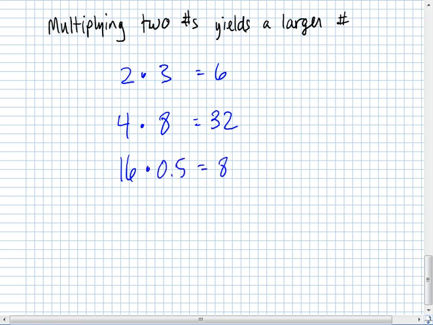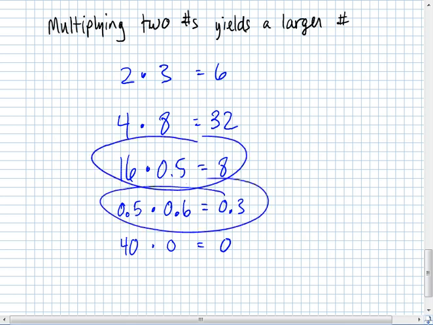So 16 times a half is 8. 8 is greater than a half, but less than 16. And 0.5 times 0.6 is actually 0.3, smaller than both of them. And of course, I can always multiply by 0, and that gives me 0, which is less than any positive number. So obviously, these are all counterexamples, so then that initial statement we made here isn't true.